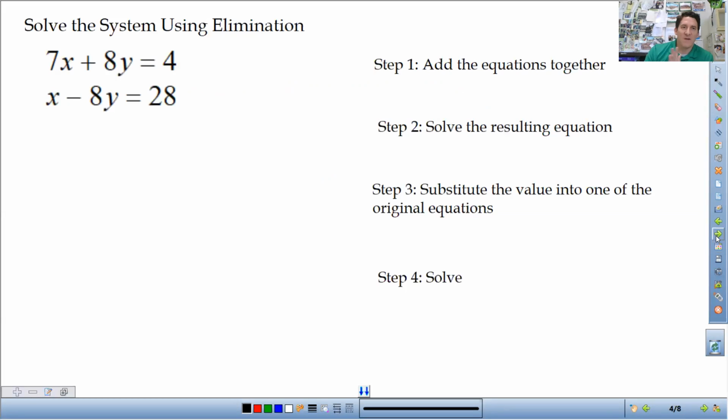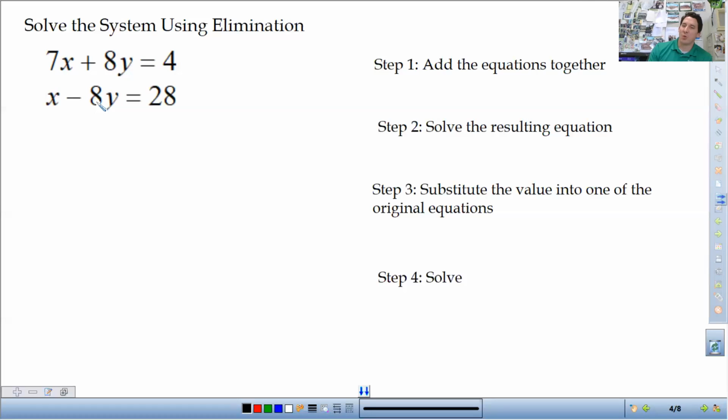All right, solve the system using elimination. So we have our two equations. Both of them are in standard form. It's 7x plus 8y is equal to 4, and then 8x minus 8y is equal to 28. What you need to pay attention to is if you look over here, there's the 8y and then minus 8y. So positive 8y, minus 8y.